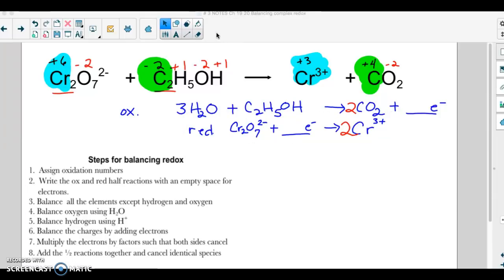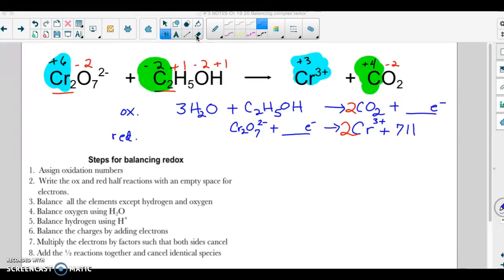For the next one, for the reduction, I'm going to move this over. And now I can see that I have 7 oxygens on the reactant side, so I'm going to want to make it so I have 7 waters on the product side. So I now have my oxygen balanced.